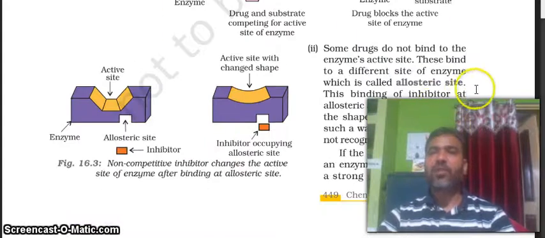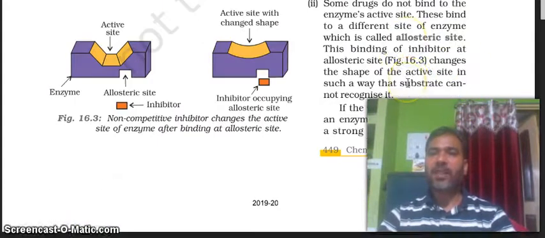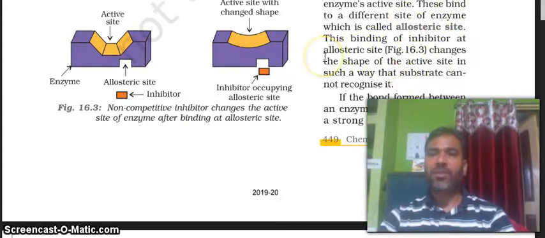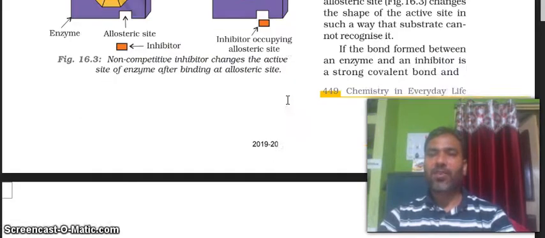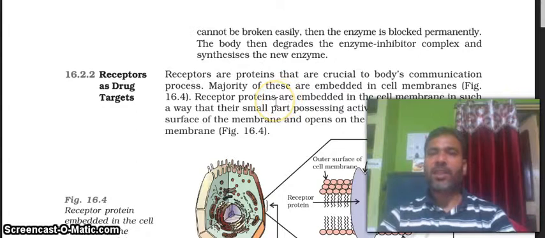Now, some drugs do not bind to the enzyme active site. These bind to a different site of the enzyme, which we call the allosteric site. You see, this is the allosteric site. This is the active site, but this is the allosteric site. This is the inhibitor occupying the allosteric site. If the bond formed between the enzyme and inhibitor is a strong covalent bond and cannot be broken easily, then the enzyme is blocked permanently. The body then degrades the enzyme inhibitor complex and synthesizes new enzymes.